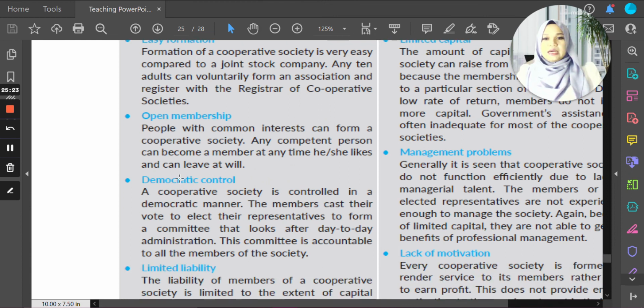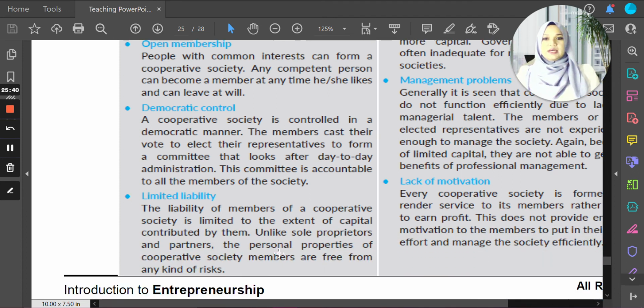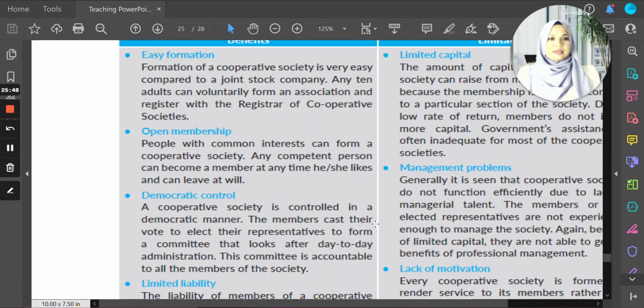And then democratic control. A cooperative society is controlled in a democratic manner, which means the members can cast their vote to elect their representatives to form a committee that looks after day-to-day administration, and this committee is accountable to all the members of the society. They also have limited liability, which is only limited to the extent of the capital contributed by them.